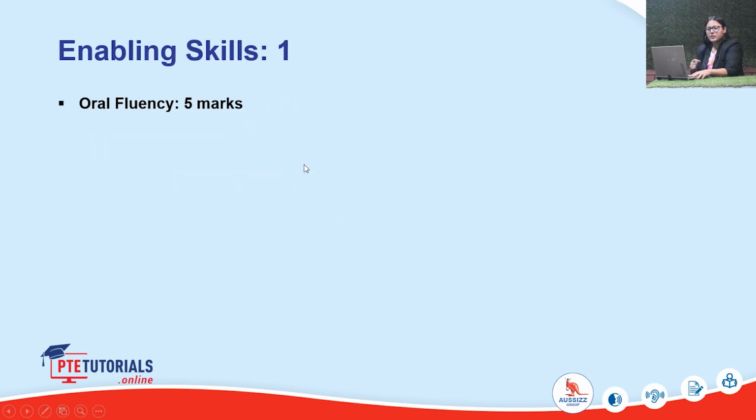Let's understand each of the enabling skills a bit in detail. First of all, taking the oral fluency. In oral fluency, the most important thing is avoiding the fumbles. Many a times when we speak a sentence, we tend to speak it in bits, sort of words or sounds. We should avoid the fumbles or any hesitation while speaking the sentences, or even the correct answer or the entire answer.